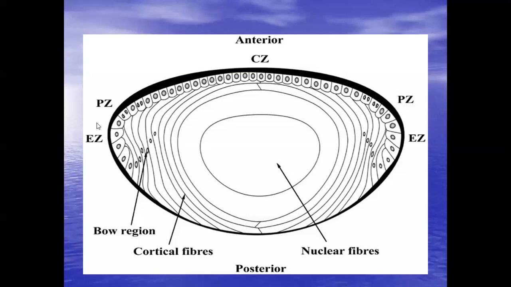This is the peripheral zone of the lens. This is the central zone of the lens, CZ. This is the peripheral zone of the lens. This is the central part of the lens, which is called the nucleus. Outside the nucleus, we have cortical fibers. In the peripheral portion of the lens, we call it the bow region of the lens. This is the bow region of the lens.